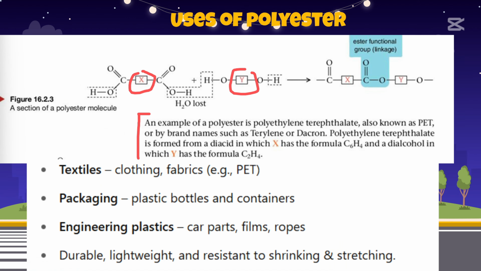Just to do a quick recap before I move on, just remember that polyesters are made up of a dicarboxylic acid group and a dialcohol group. The linkage between both is what we call an ester linkage, and whenever you add both together, it's a condensation reaction where water comes off. So you form an ester linkage and you form water.